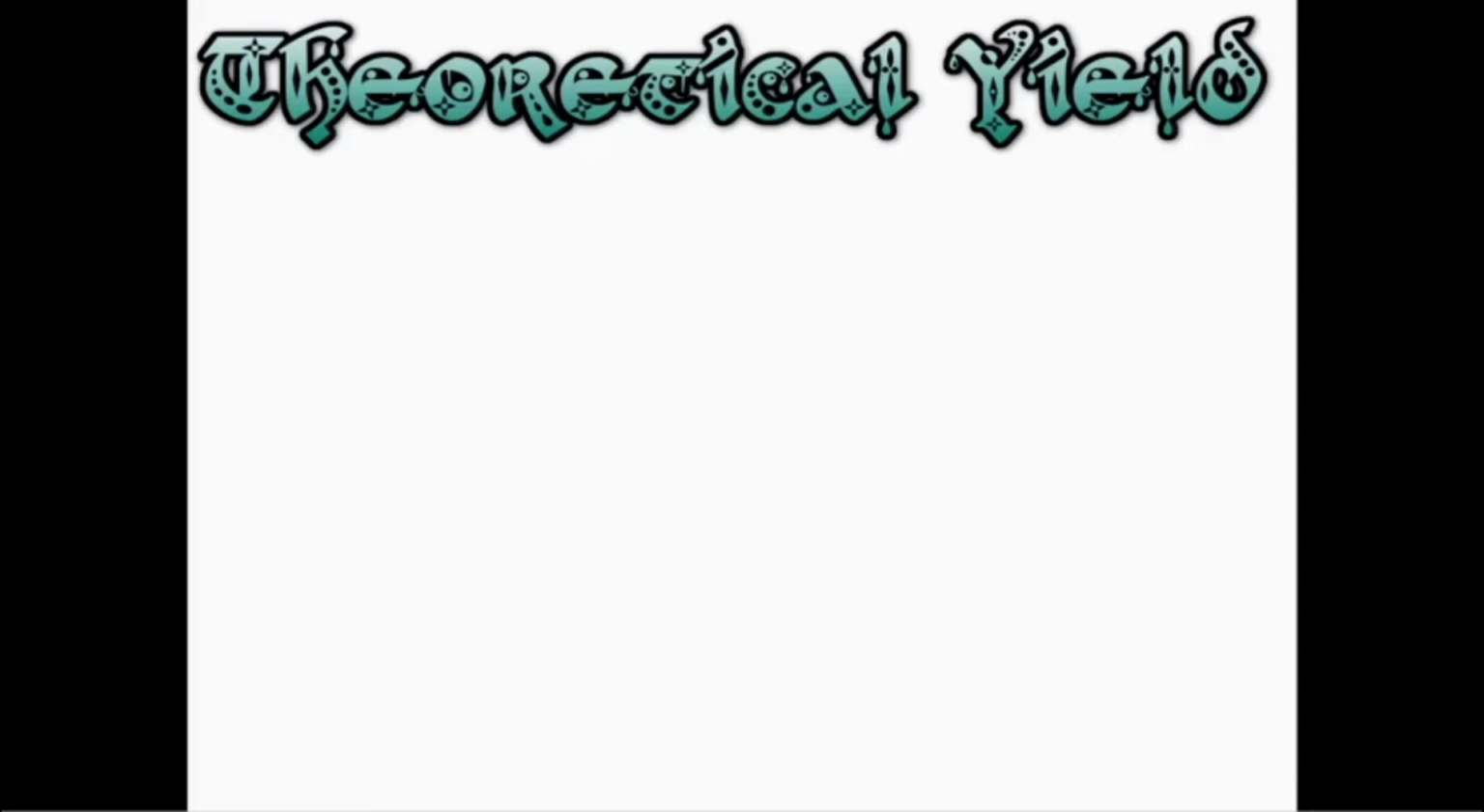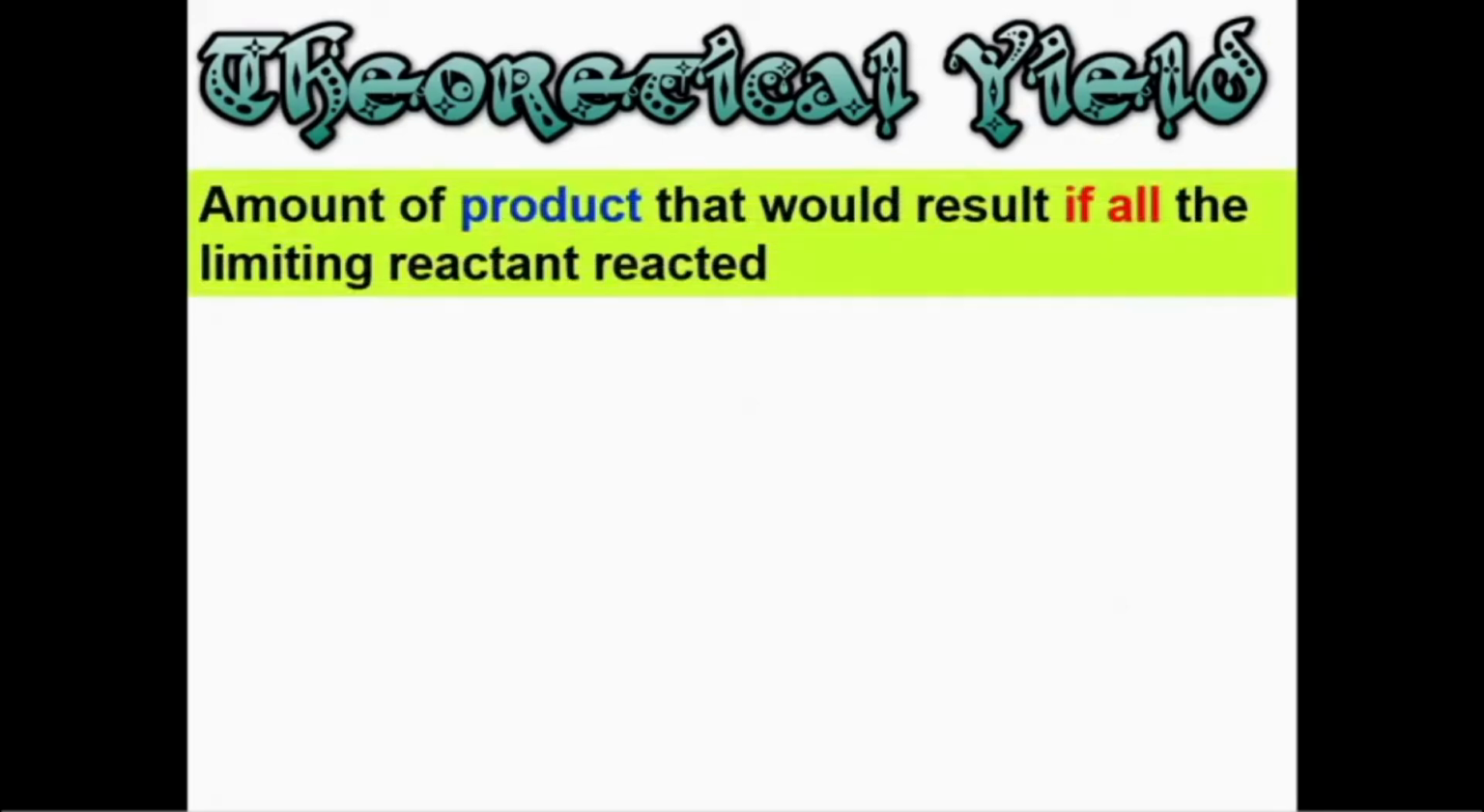two terms first. The first is theoretical yield. So what is theoretical yield? Or in BM we call it hasil theory, theoretical yield. Theoretical yield is defined as the amount of product that would result if all the limiting reactant reacted.